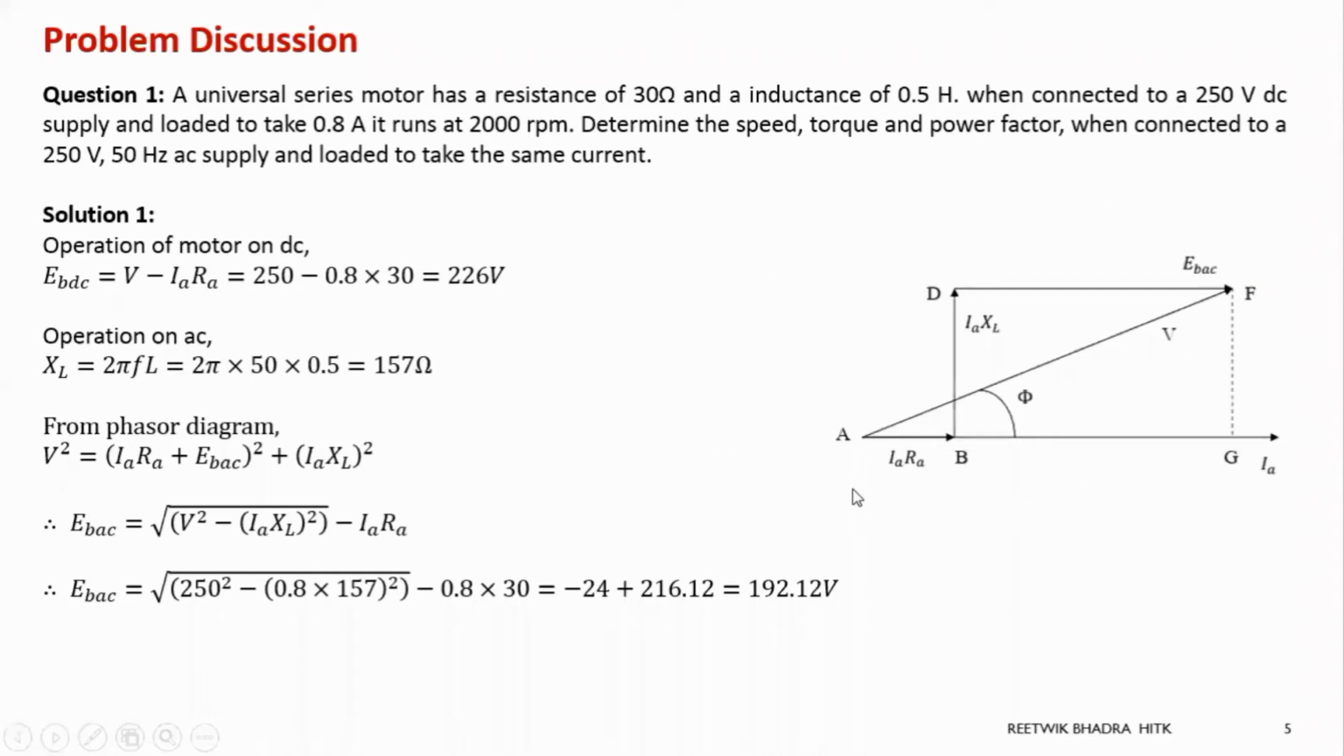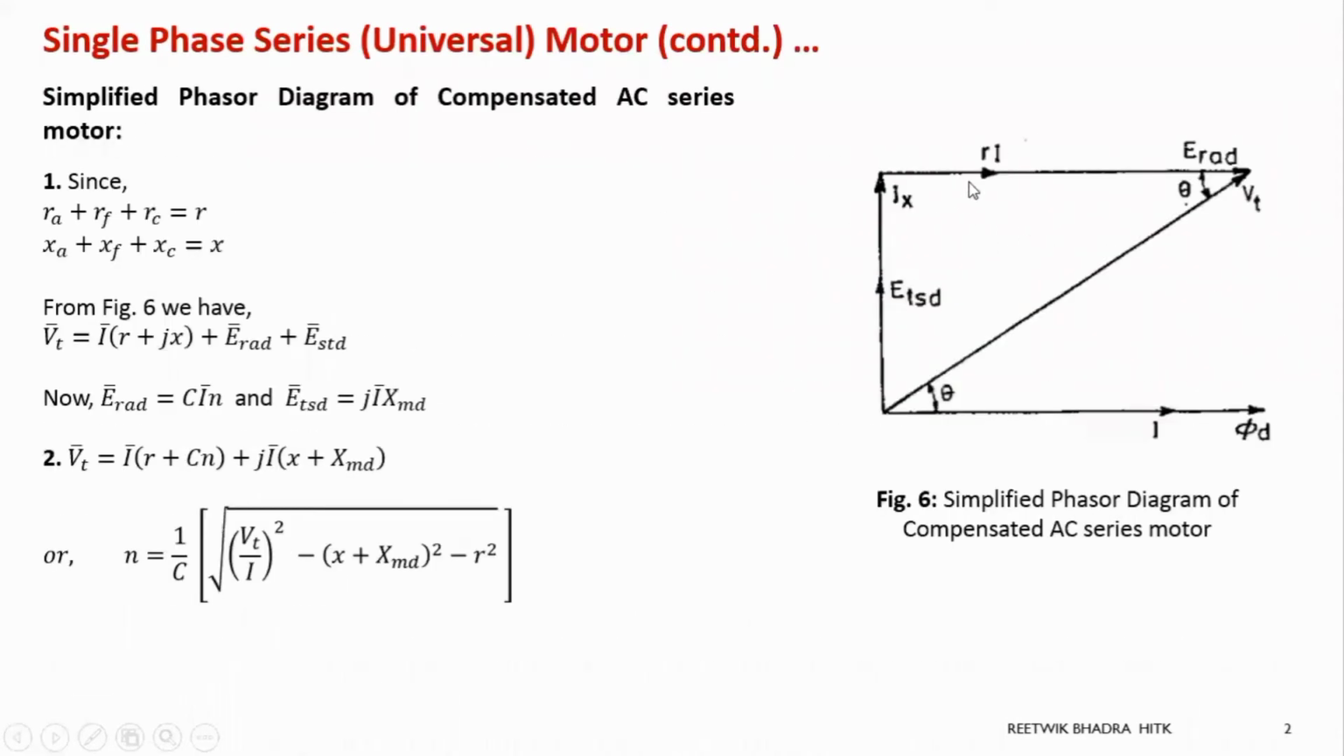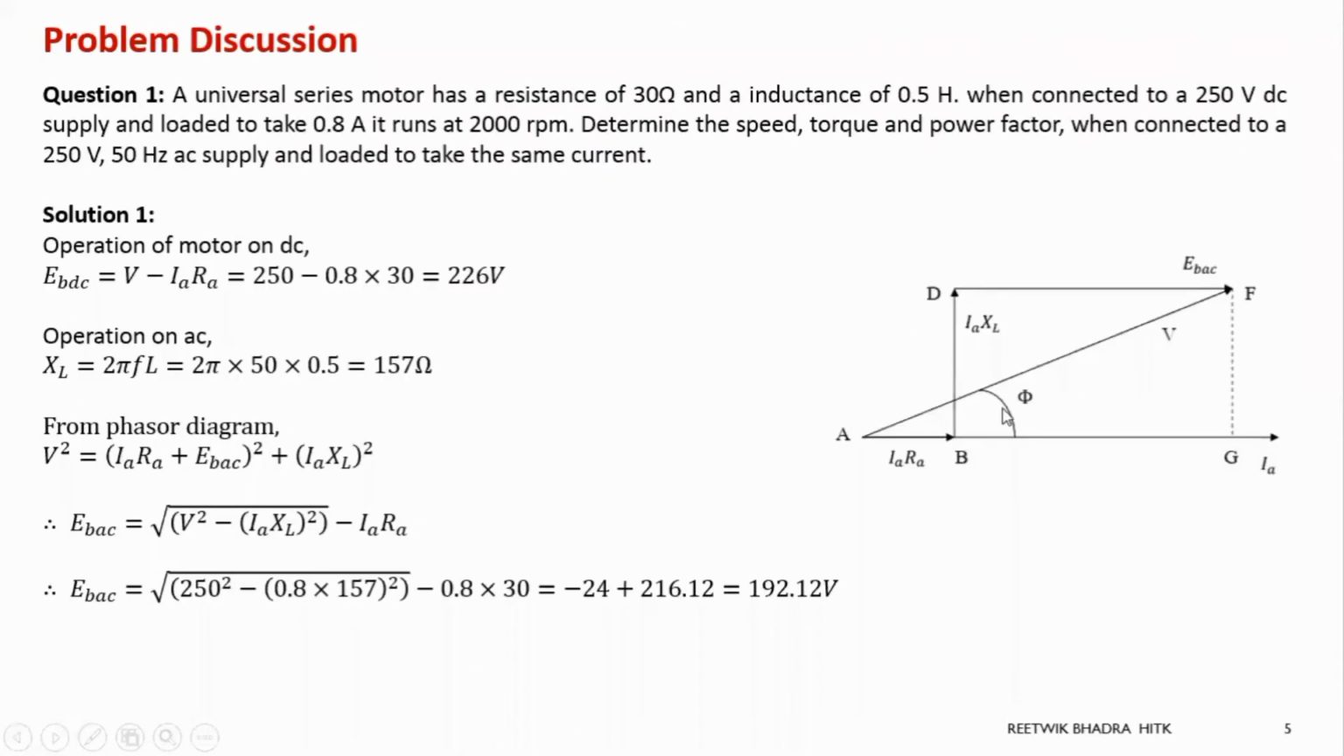You have your I over here. IR will be in the same direction over here. IX will be at 90 degrees. Your EB will give you your VT, the terminal voltage. You can draw this IARA over here also, as shown. It doesn't matter, but it should be in phase with the current. IARA is in phase with IA, IAXL is at 90 degrees to IA. That should be maintained wherever you want to draw it.